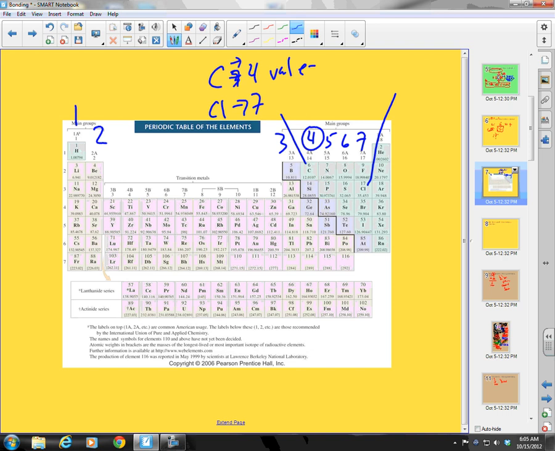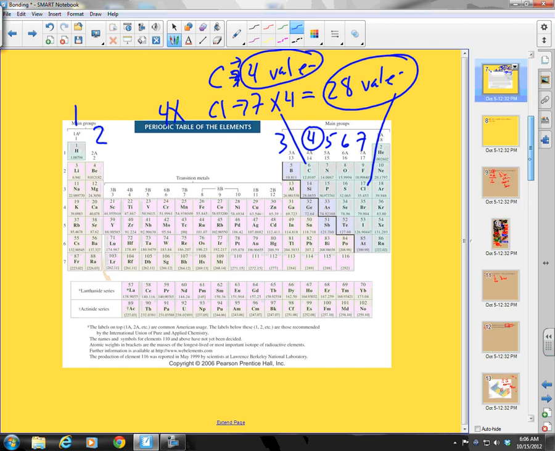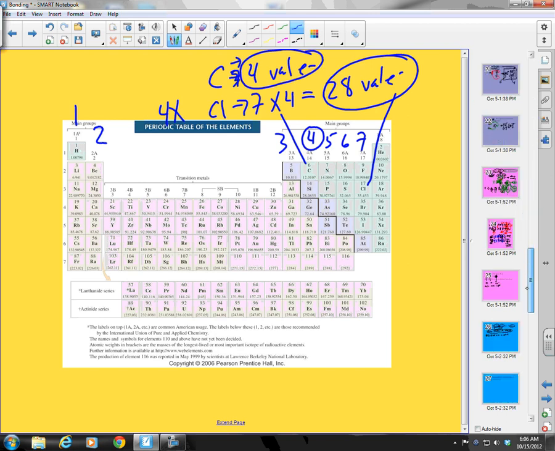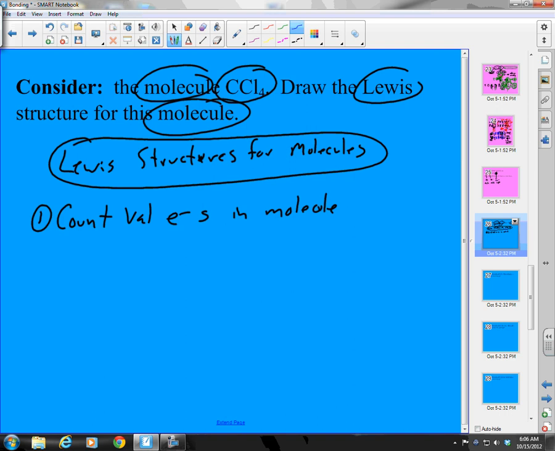And how many chlorines do I have? I have 4 chlorines. So that means I have a total from the chlorines of 28 valence electrons. So I have 28 valence electrons from chlorine, 4 from carbon. Count the number of valence electrons. So we'd say we have 28 and 4, 32 valence electrons.